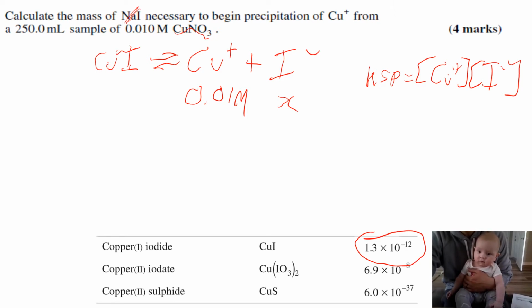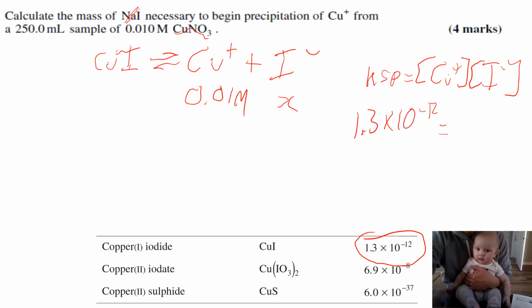So KSP is going to be 1.3 times, a little bit tired, guys. I had a long day today teaching. 1.3 times 10 to the minus 12 equals Cu plus, 0.01 molar, times X.